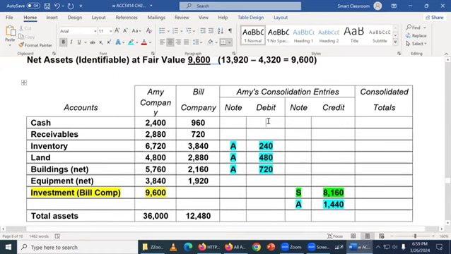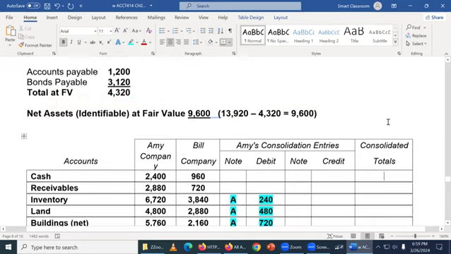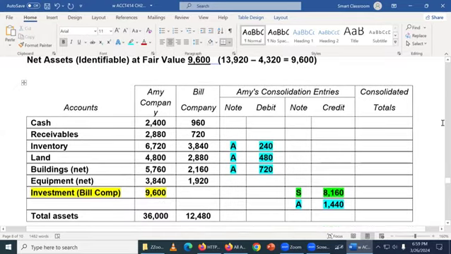Okay, yeah, so what we're going to do now is take all the cash and add it together. $2,400 plus 960. $360. $80 plus 720. 600.